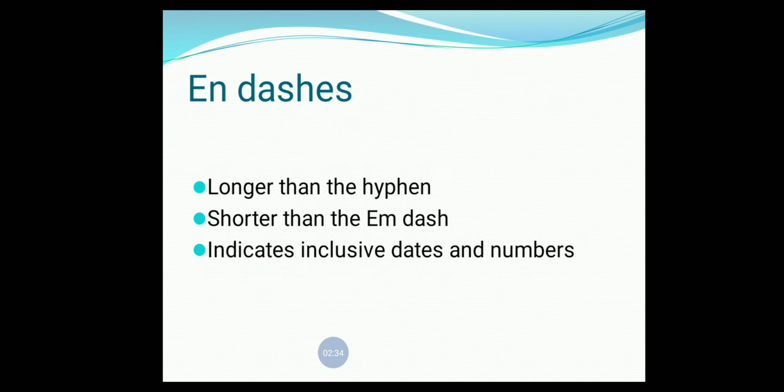Next we shall look into N dashes. N dashes are longer than the hyphen but definitely shorter than the M dash. These are primarily used for inclusive dates and numbers, and you can also refer to them as a super hyphen because they show ranges, like in the case of page numbers, scores or time.